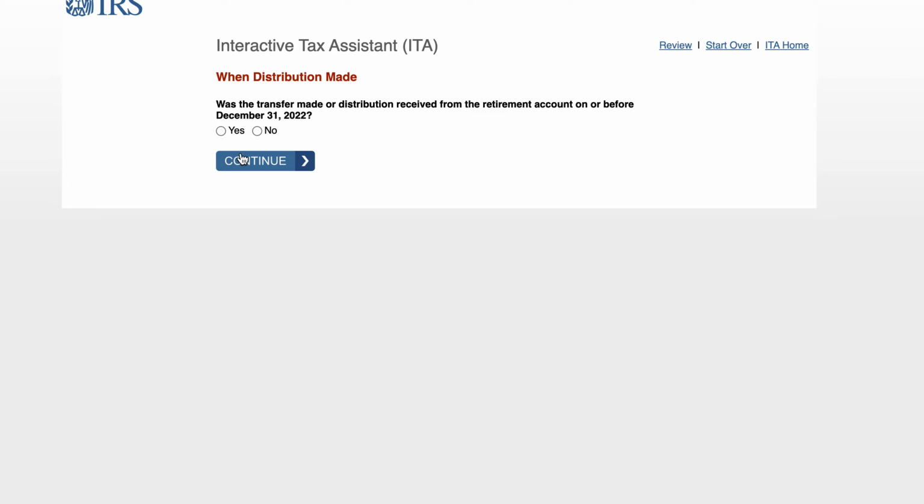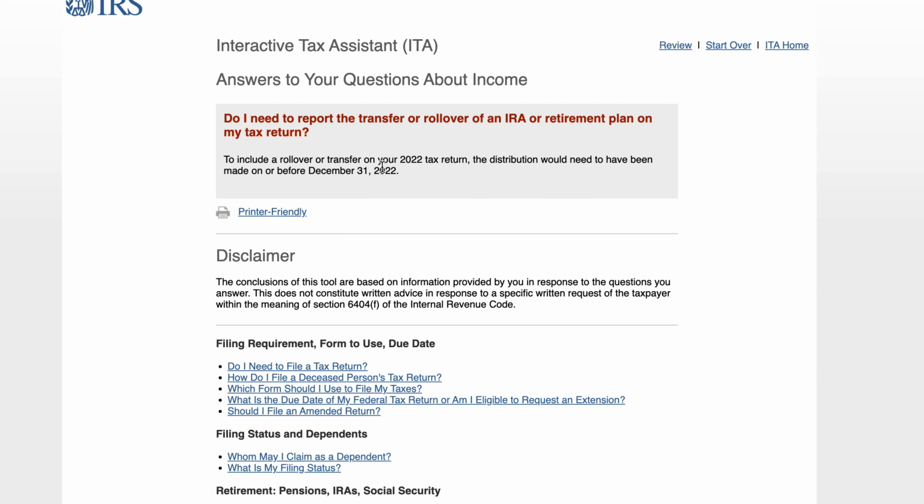Was the transfer made on or before 2022? If we answered this, then it would say, hey, this wouldn't be included on your 2022 tax return. This might be an IRA rollover that you thought was for 2022, but it ends up being taxable for 2023.